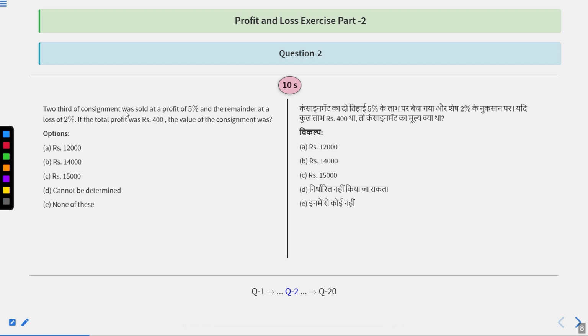2/3 of the consignment was sold at a profit of 5% and the remainder at a loss of 2%. If the total profit was 400 rupees, the value of the consignment was? You have 5 options and 10 seconds to analyze the question. Your time starts now.